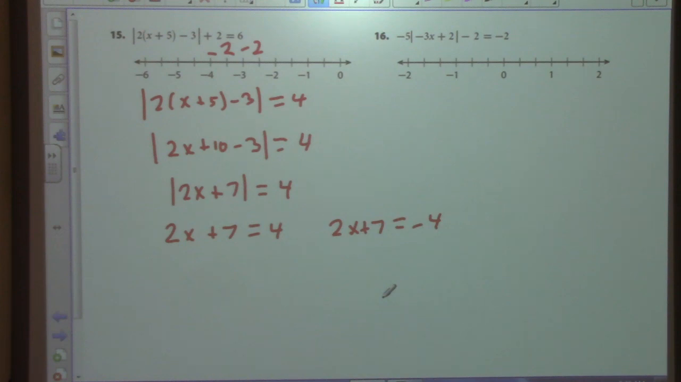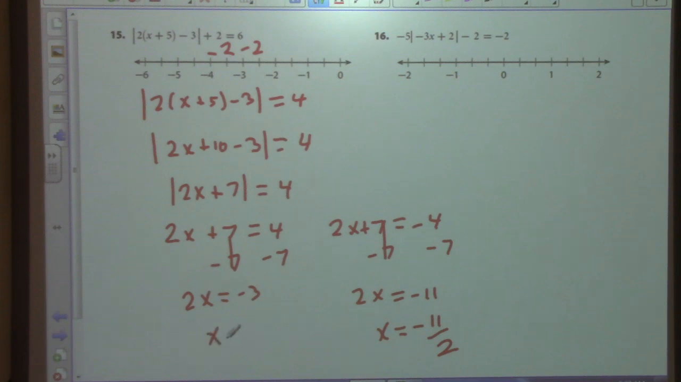You'll get fractional answers. So 2x equals negative 11. So x equals negative 11 halves. And then here's the other one: you get 2x is equal to negative 3. So x is equal to negative 3 over 2. Is that right? So it shouldn't be too bad. No, that's good.